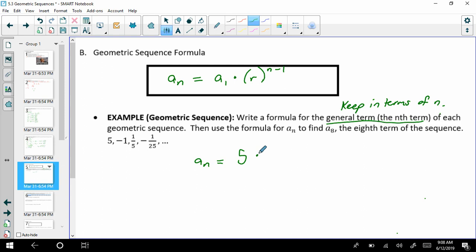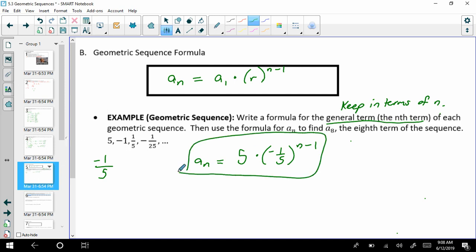Times, now I need to know what r is. I need to know what are they multiplying by. If you're not sure, take one number and divide by the number that came before. Oh, I can see it's negative 1/5. They're multiplying by negative 1/5. So that's r. And I'm not plugging in anything for n. So this is the first thing they wanted. This is the general term.